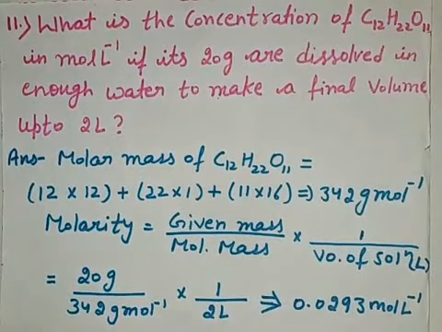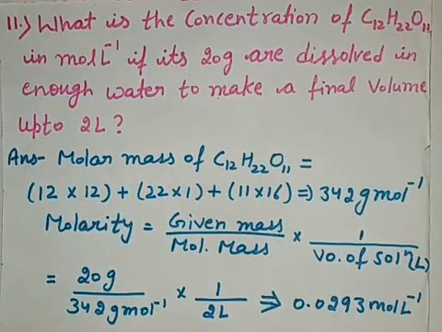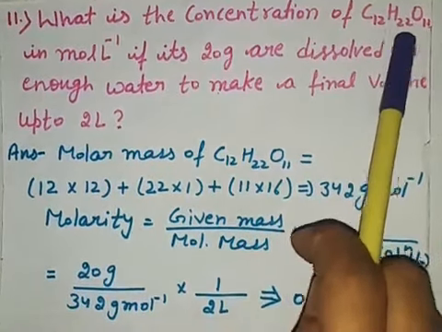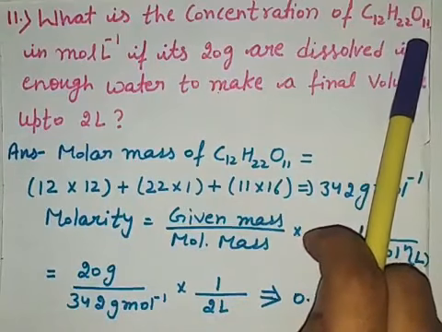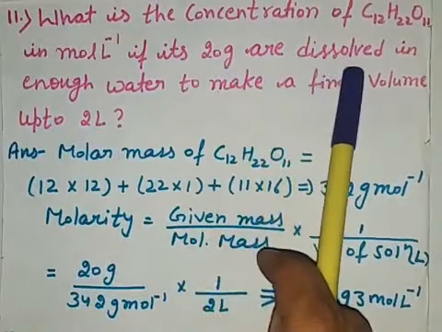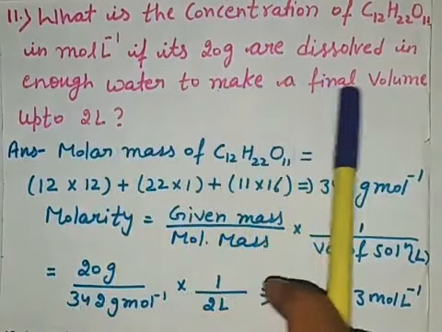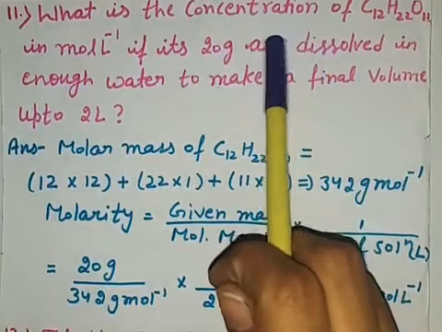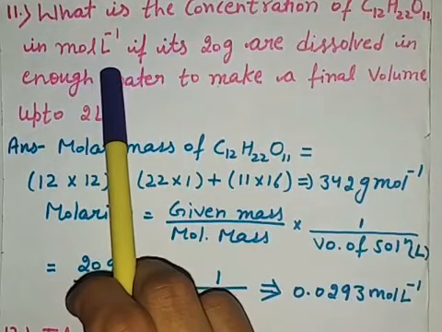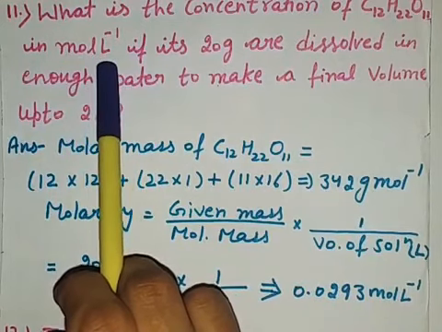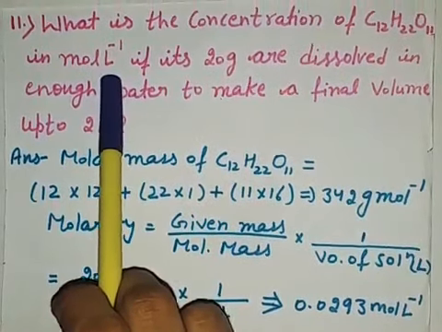Now we will solve questions of the next lecture, and that is question number 11. Question number 11 of the NCERT exercise is: what is the concentration of sugar, C12H22O11, in mole per liter if 20 gram is dissolved in enough water to make a final volume of 2 liter? Here we have to find the concentration of sugar in mole per liter. The unit mole per liter is of molarity, so we have to calculate molarity in this question.